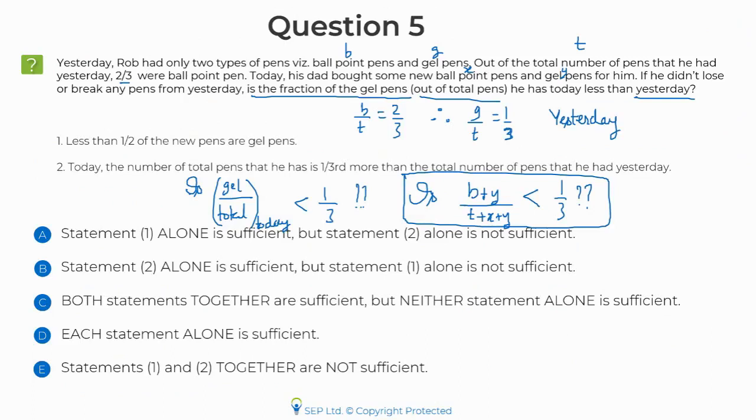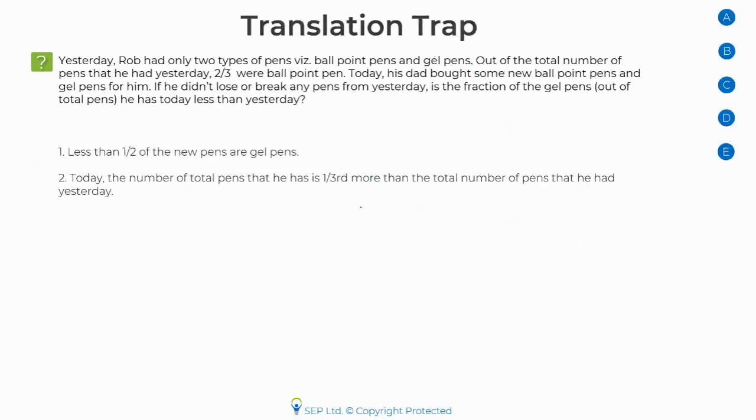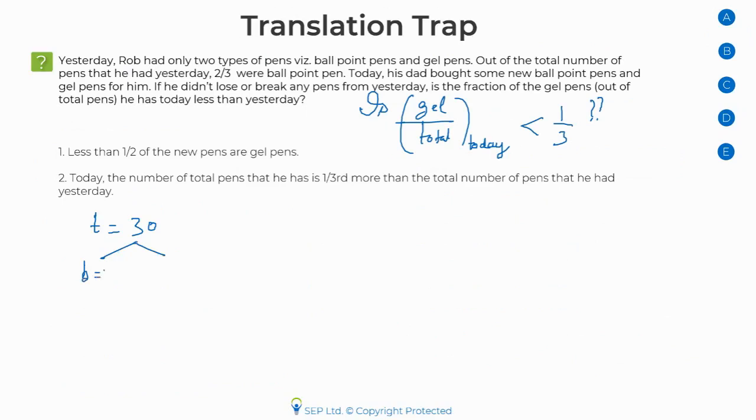Clearly, there are too many variables for us to deal with it in terms of algebra. Algebraically, it is not able to solve. You will not be able to solve this question. So what do you do? You have to test cases. So what is the question we are trying to solve? Is gel upon total today less than 1/3? Because I have a 2/3 and a 1/3, I will typically take the total number of pens as a multiple of 3 first. Okay, so I'll take T as 30. This is yesterday. Remember, ballpoint pens will be 20 and gel pens will be 10. This is yesterday.